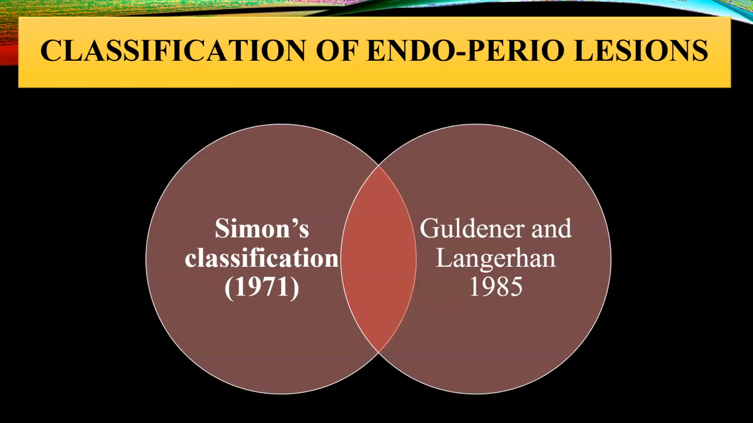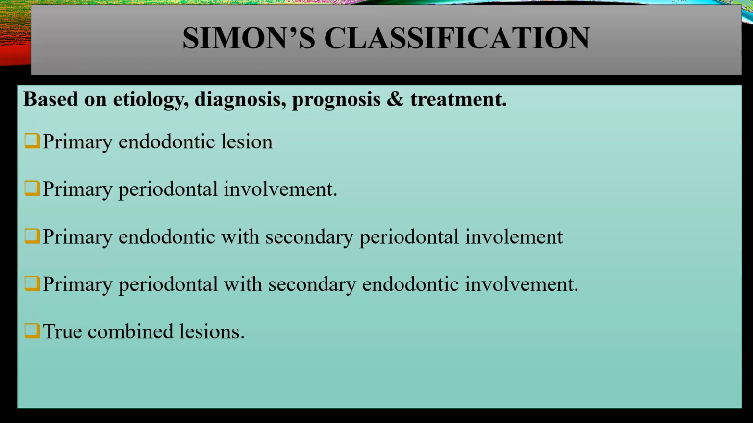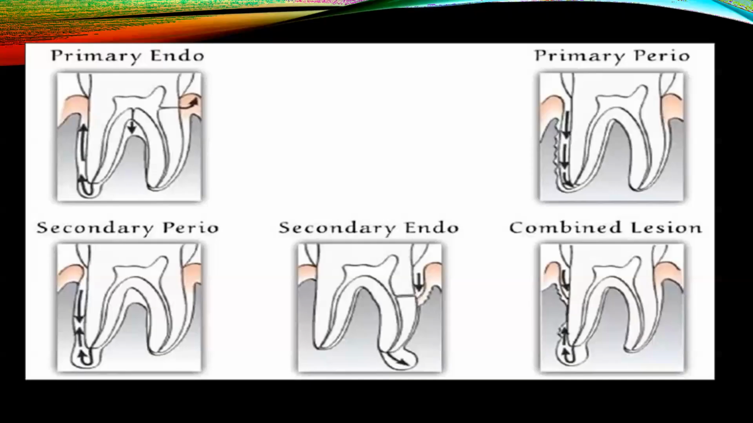Now coming to classification of endoperio lesions. There are mainly two classifications, by Simon and by Gullner and Langerhans. Simon's classification, based on etiology, diagnosis, prognosis, and treatment, classifies them into primary endodontic lesion, primary periodontal lesion, primary endodontic with secondary periodontal lesion, primary periodontal with secondary endodontic lesion, and true combined lesion.